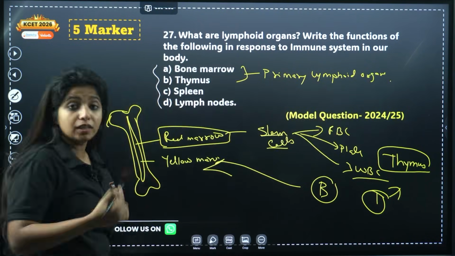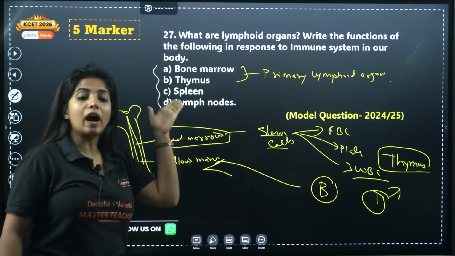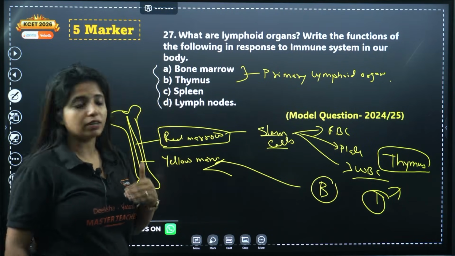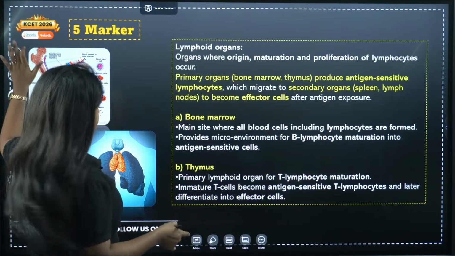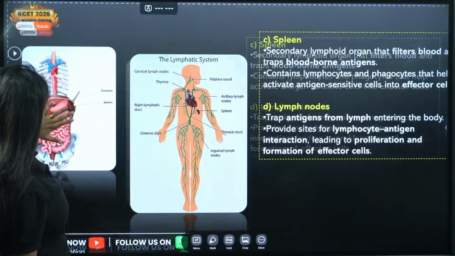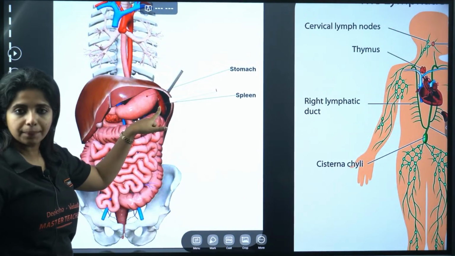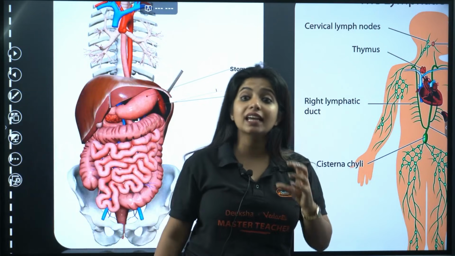Now you have other things also. From here, they are going to go to other places, which are secondary lymphoid organs such as the spleen and the lymph nodes. So spleen, my dear children, I'll go directly towards there. Spleen is located very near your stomach.